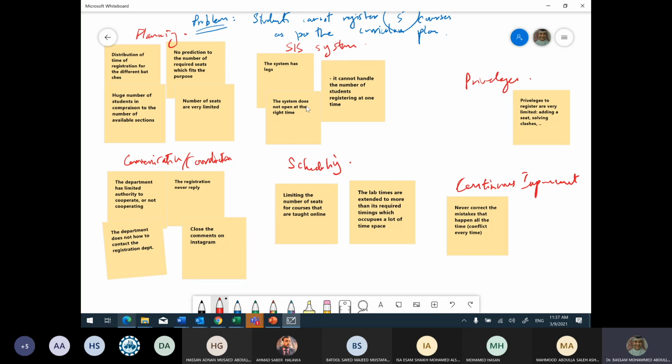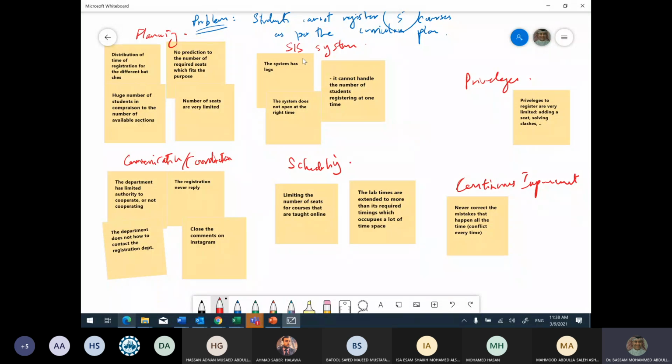Even when you say that the system does not open at the right time, to be honest with you, this is also related to planning. Why? Because you can identify the bandwidth where it can handle all those big numbers of students. I know the story of IT. I have sat with them. To be honest with you, I was part of a plan also. I was part of the plan of the SIS system to fix it many years back.